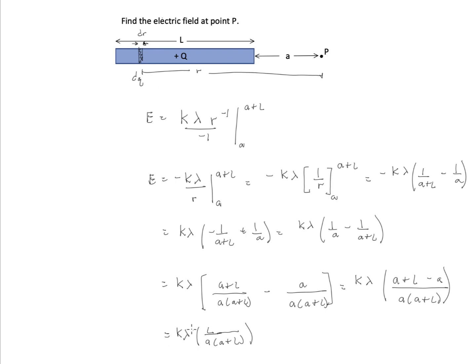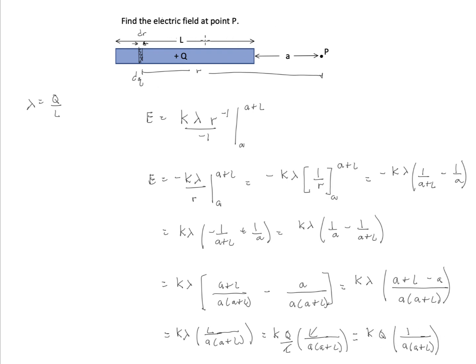Now lambda is a term that we gave this problem, right? We weren't given lambda at the beginning, so we can't have an answer in terms of lambda. But we already decided that lambda was capital Q over capital L, which was given to us. So we can go ahead and put that in for lambda. So it's K capital Q over capital L times L over A times A plus L. And one of our L's cancels out. So here we have KQ times 1 divided by A times A plus L would be the electric field at point P.